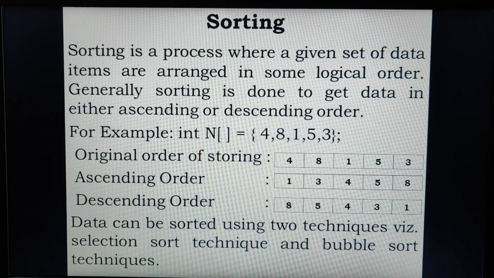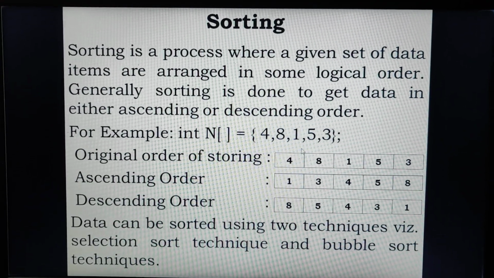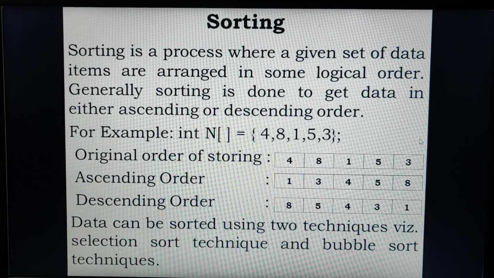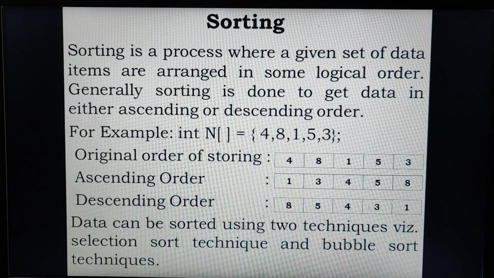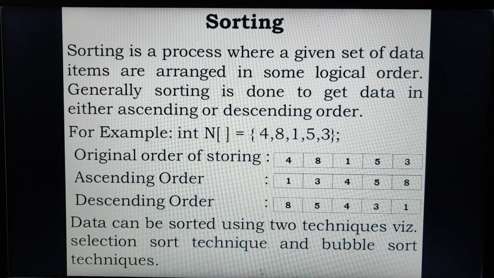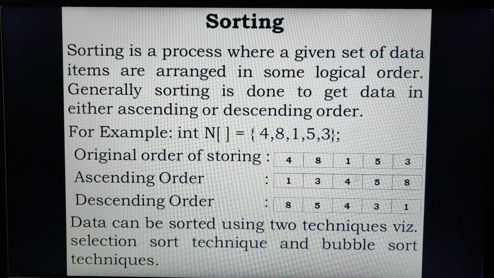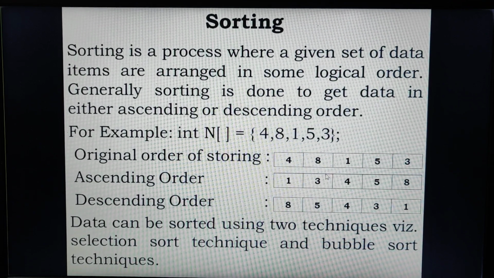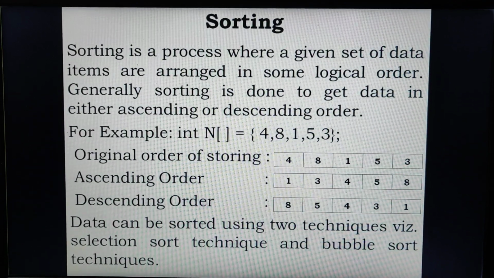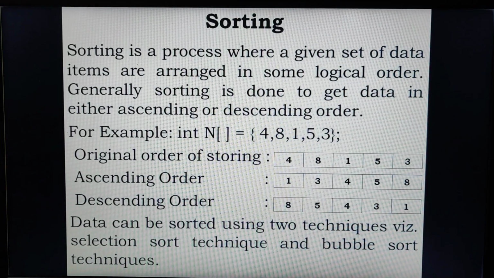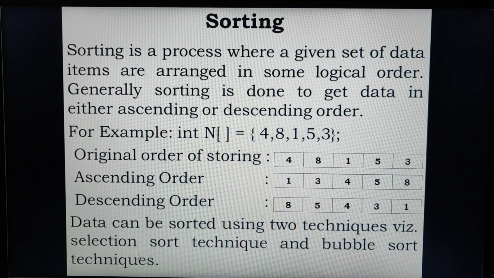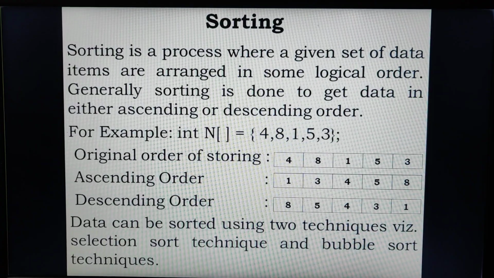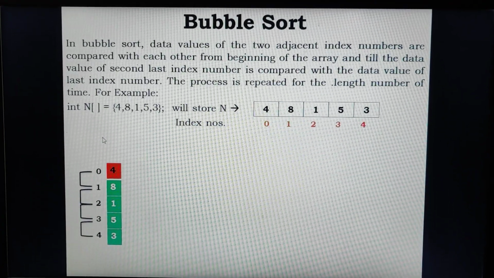So for example, here is the data, which is given as 4, 8, 1, 5, 3. The original order is this, so after ascending order it will be 1, 3, 4, 5, 8, or 8, 5, 4, 3, 1 for descending. So this is how the sorting is. We do not lose any data from the set, we just rearrange them. Data can be sorted using two techniques. The first one we did in our previous session, selection sort, and in this session we will be doing bubble sort. So what does bubble sort mean?